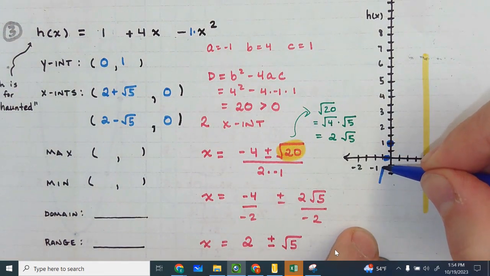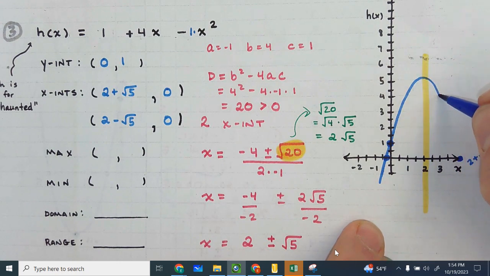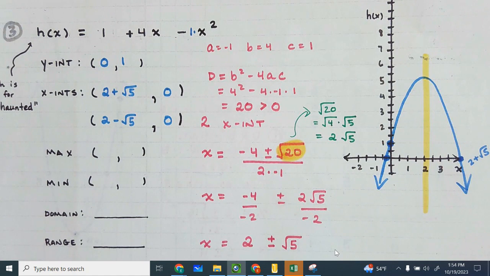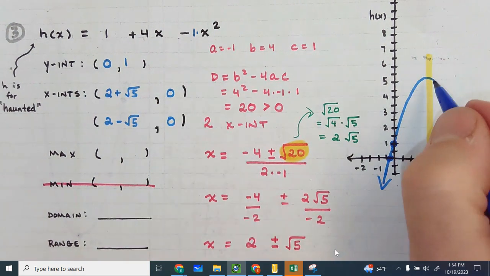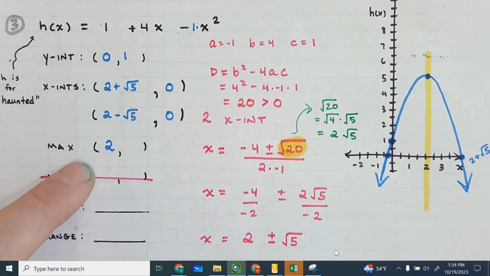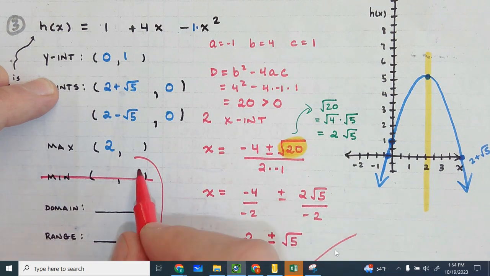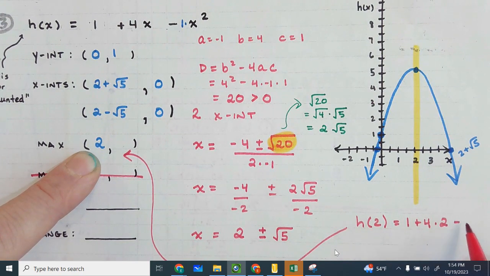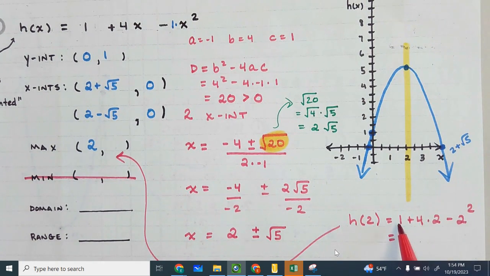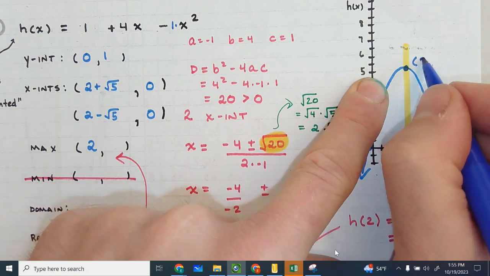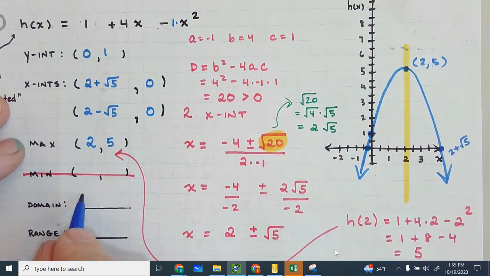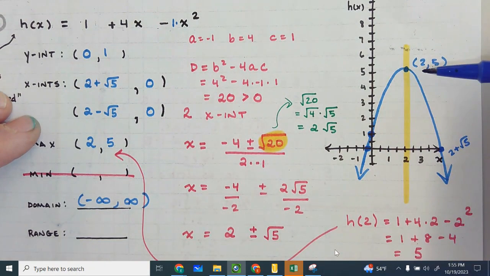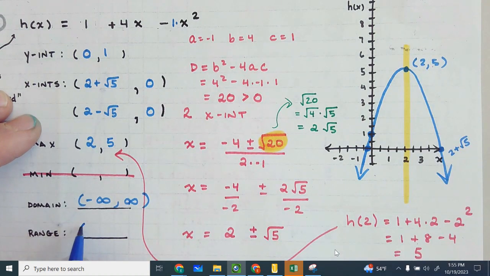So our parabola is going to look something like this. We can tell that it's not going to have a minimum. It's only going to have a maximum. And for that maximum, we know the x value is going to be 2. Once again, just like we've done on all the other problems, if you want to find that y value, you're going to say h of the x value we saw right here is 1 plus 4 times that number minus that number squared, which would give us, was that 1 plus 8 minus 4, which is 5. Okay, so this point right here is 2 comma 5. That's our maximum. The domain is all real numbers. The range is anything that is below this y value. So the range would be from -infinity to 5.